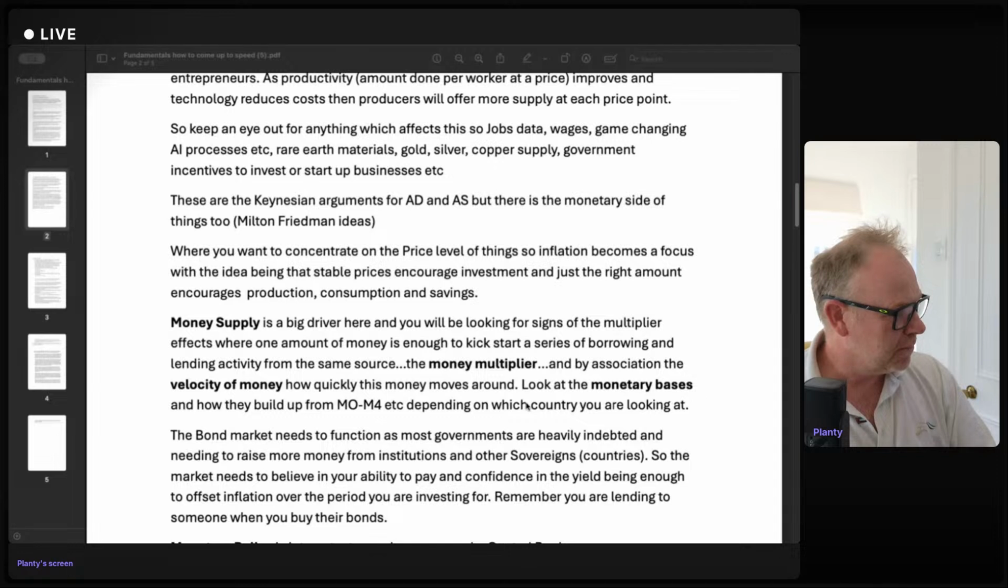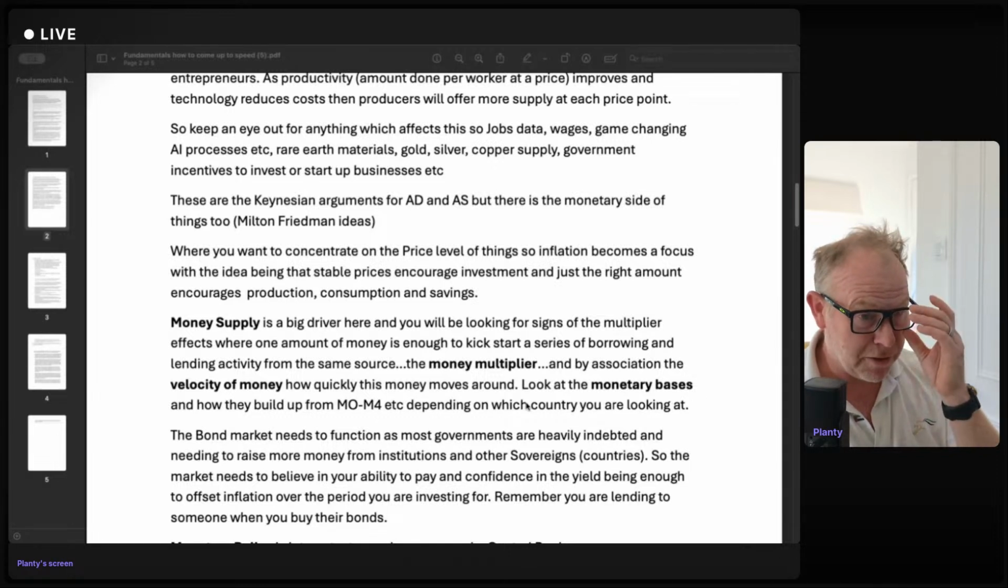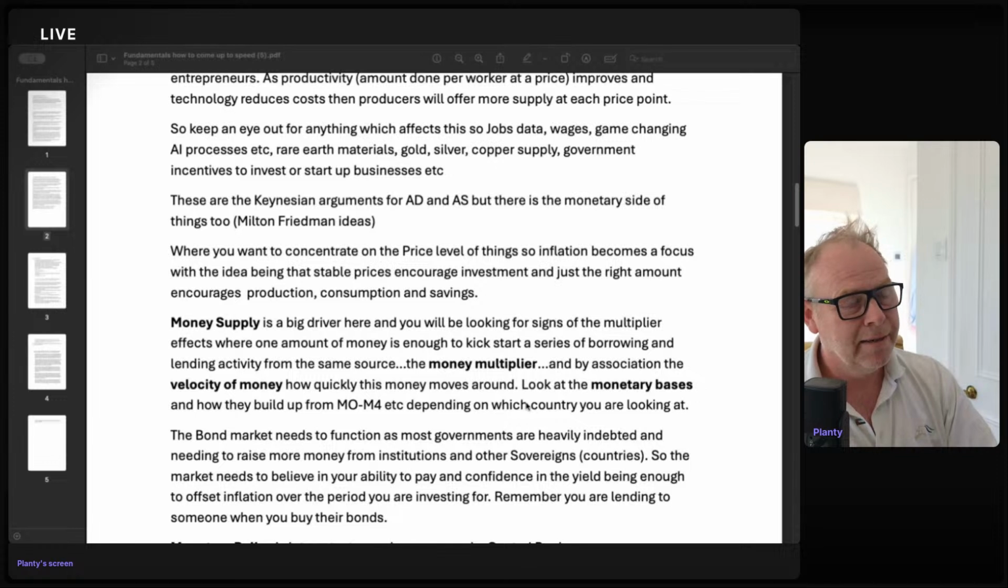So the monetary side of things, literally M0 to M4, they're just all different measures of money supply. You throw different things in. M0 is called the monetary base. That is literally money in circulation, currency in circulation, and what you and I may have at the bank, and the banks have themselves, and whatever the reserves are at the central banks. So that's the basic bit.